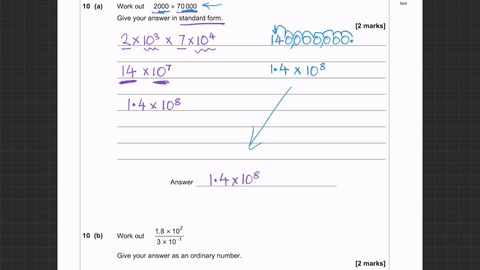So both ways work. I prefer the method on the left-hand side as it's much easier, quicker, and more mathematical. Probably can make fewer mistakes that way.